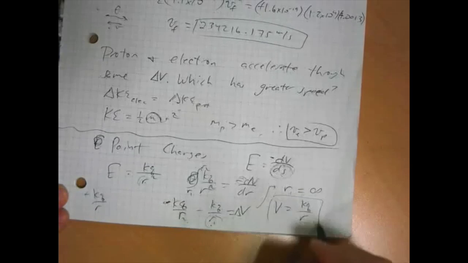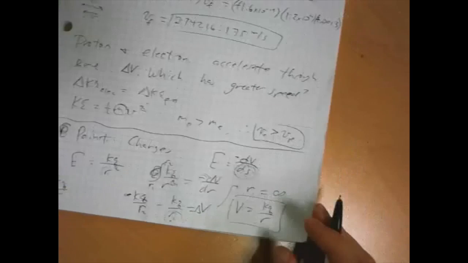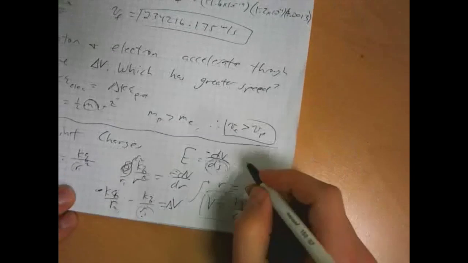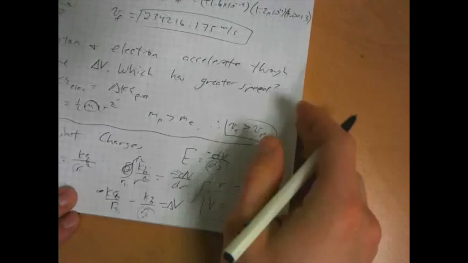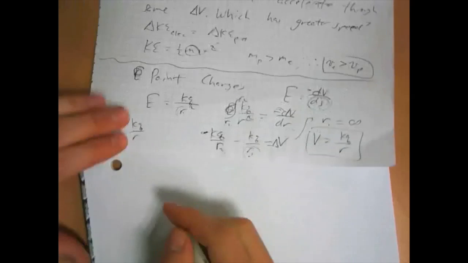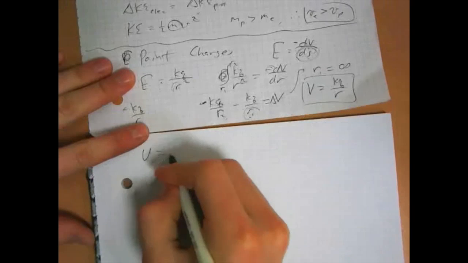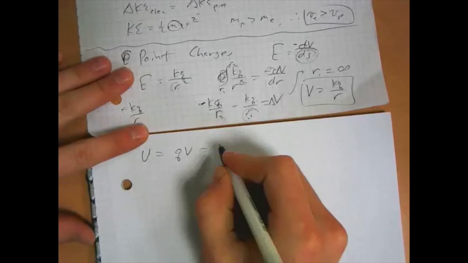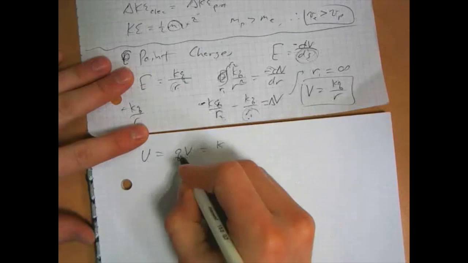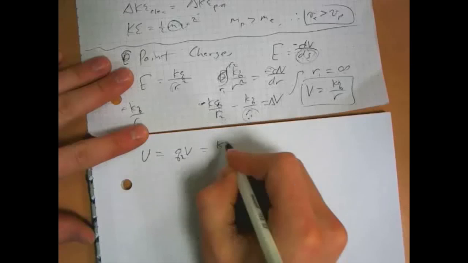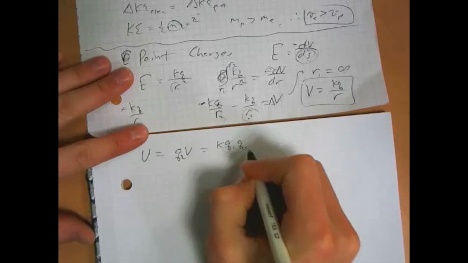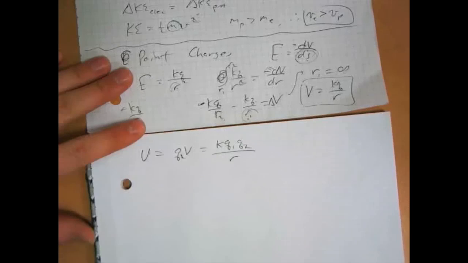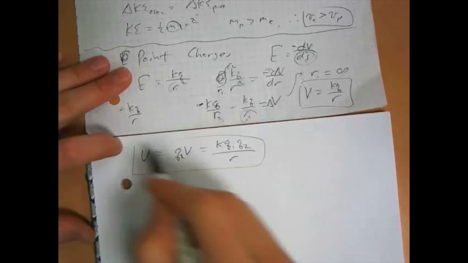And we know that our potential energy is equal to qv, and therefore, when we add another charge, I'll call this q2, it becomes k q1 q2, the product of the two charges, over r for our potential energy. And potential energies add up.